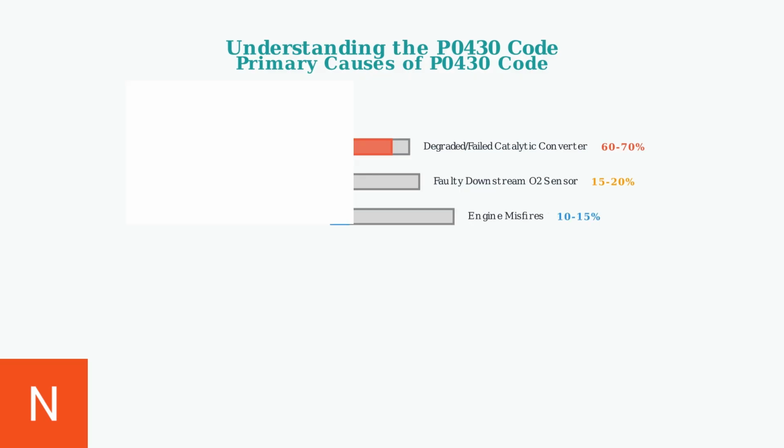Engine misfires account for 10 to 15% of cases. Misfires send unburned fuel into the exhaust system, which can damage the catalytic converter and trigger efficiency codes. Fuel system issues, including contaminated fuel or incorrect air-fuel mixtures, cause the remaining 5 to 10% of P0430 codes.